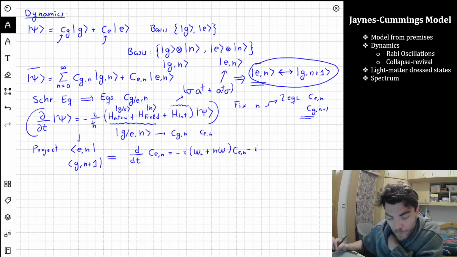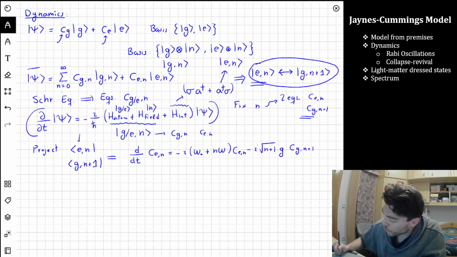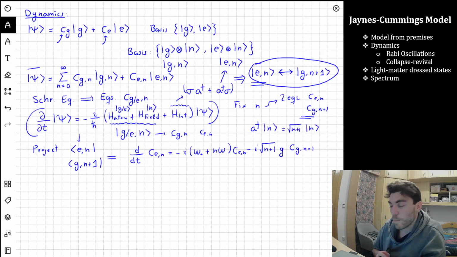minus i g square root of n plus 1, C G n plus 1. This square root is coming from the fact that we are applying an a dagger. When we apply a dagger to n, we get square root of n plus 1 times n plus 1. That's why I wrote the relationship before, because you have to know how the annihilation and creation operators act on the Fock states, but they act in this way.